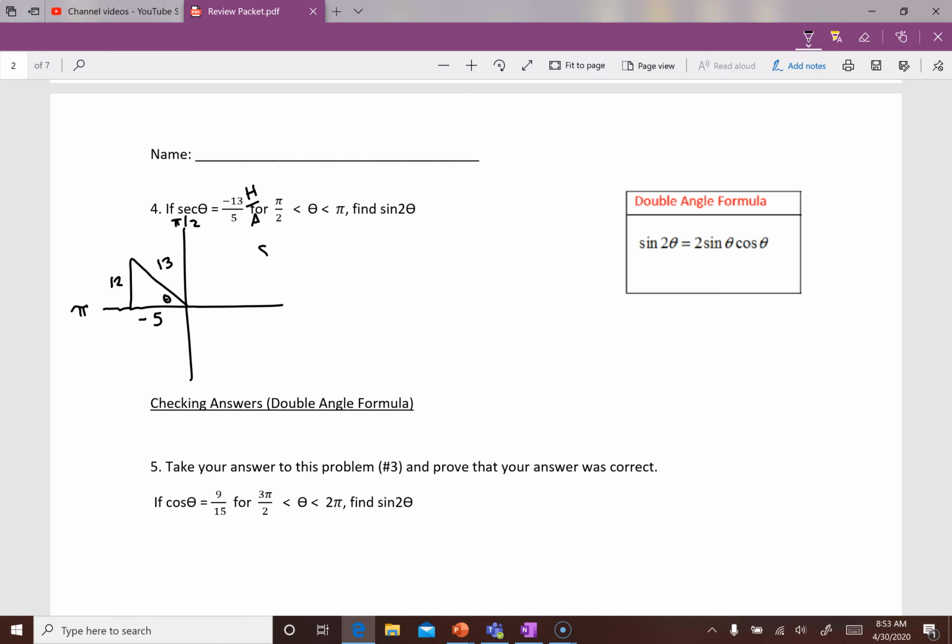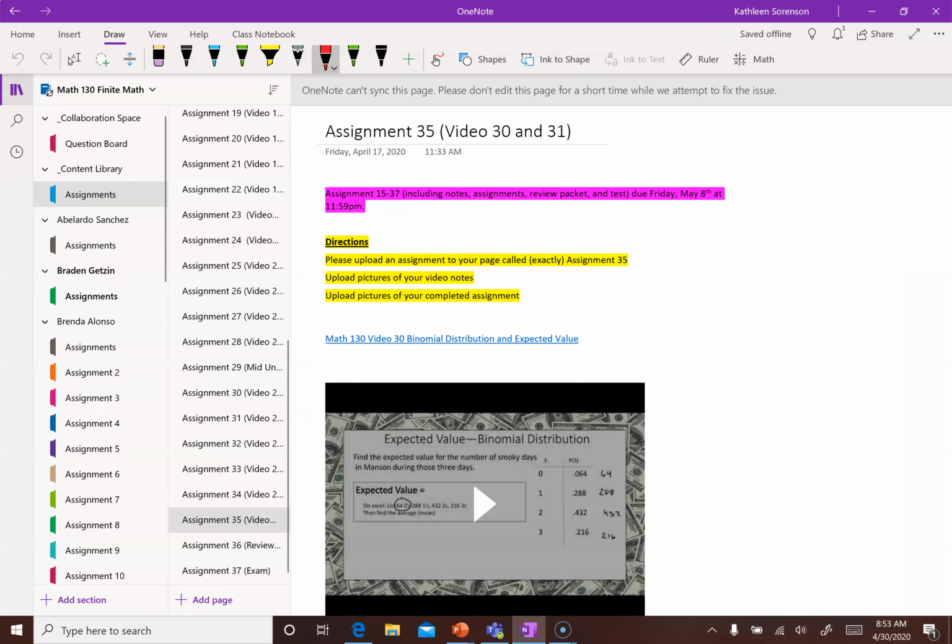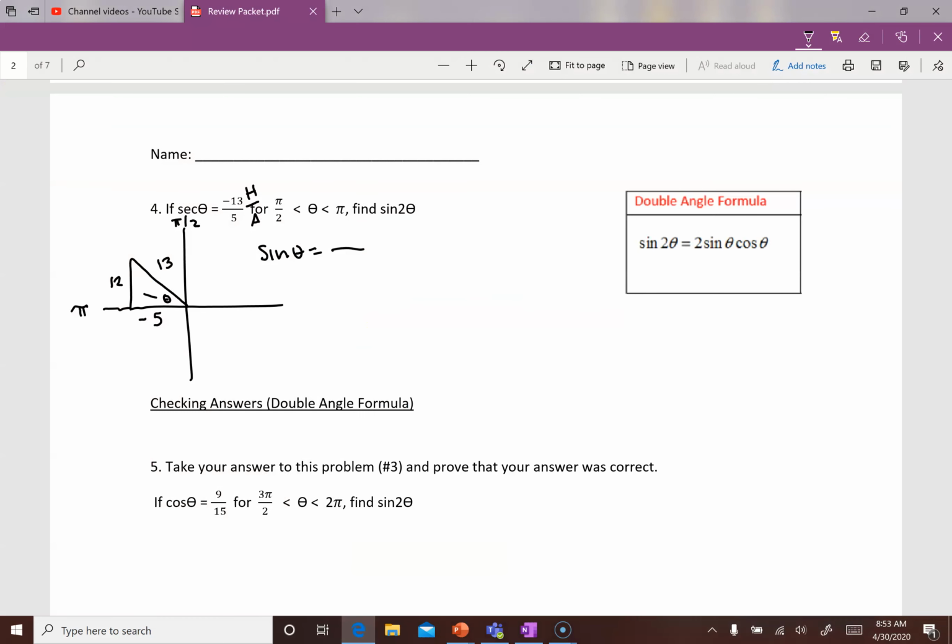All right, let's calculate sine theta. Sine is going to be equal to opposite over hypotenuse. The opposite in this case is 12, and the hypotenuse is 13. Okay, and then the next thing we have to get is cosine theta, which is the reciprocal of secant, so you can just swap the two things above if you want, or let's just double check that we have our picture right. So cosine theta is adjacent over hypotenuse. In this case, that's going to be negative 5 over 13. And looking at this here, that makes total sense because cosine and secant are reciprocals.